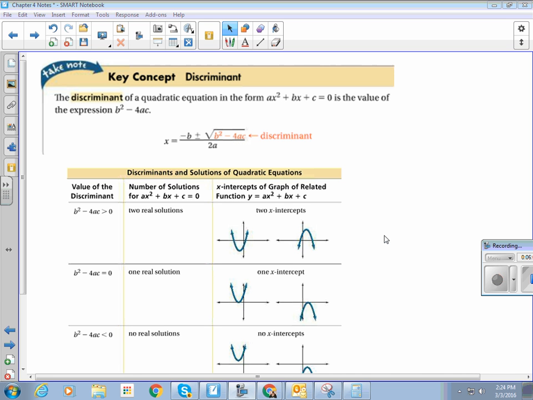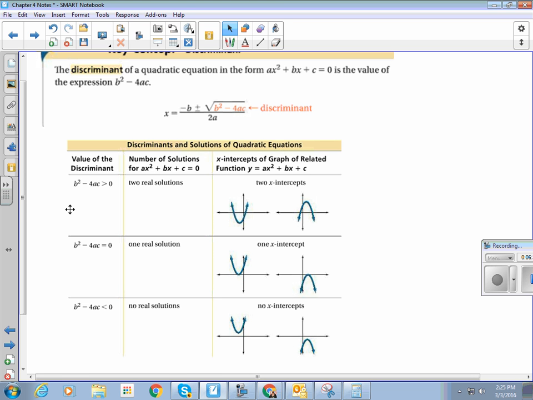Okay, so we're going to talk about the discriminant. The discriminant is a portion of the quadratic formula, and if we evaluate the discriminant before we do anything else, we can determine if our equation has one solution, no solutions, or two solutions. So the discriminant is b squared minus 4ac. And when I evaluate it and it is bigger than 0, it's going to have two real solutions.